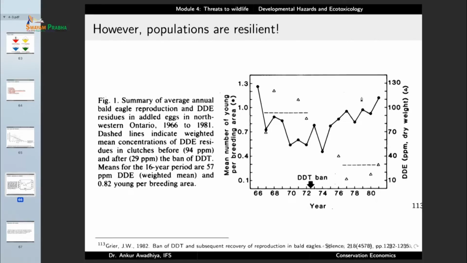Now, this is showing us that even in the case of a number of these persistent chemicals, if we enforce a ban, then there is still a possibility for a number of species to come back. Now, this coming back is known as resilience. And this curve is also telling us why it is important to study the impacts of these different chemicals, because only when we know their impacts will we be able to act upon them.